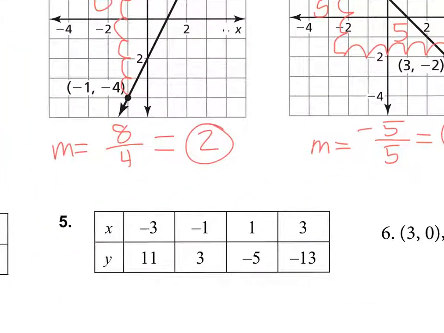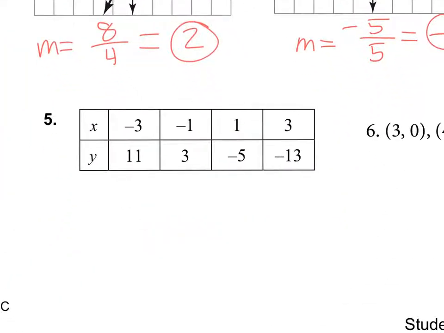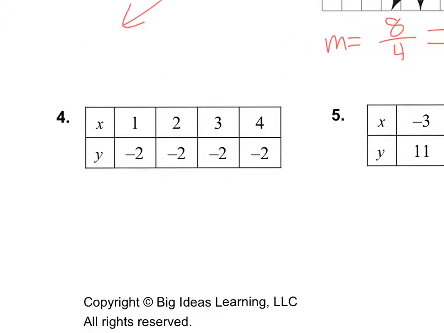So from the tables, I just need to pick 2 ordered pairs. So let's, I need to back up to number 4. There we go. So pick 2 ordered pairs. So I'm going to pick this one and this one. Doesn't matter which 2 you pick. Remember, it's x, y, x, y, right? So m equals fraction bar, 2 minus signs. Get my y's on top. So negative 2 and negative 2. X is on bottom, 1 and 3.